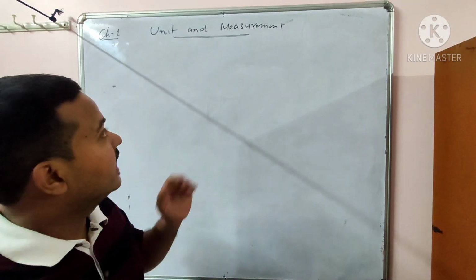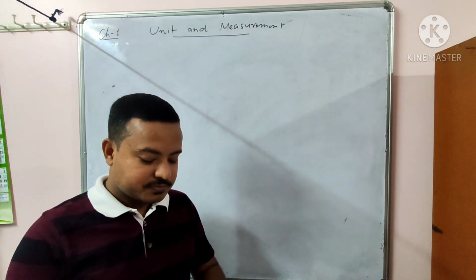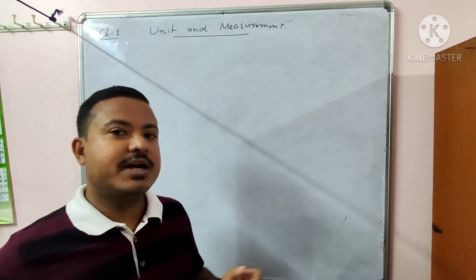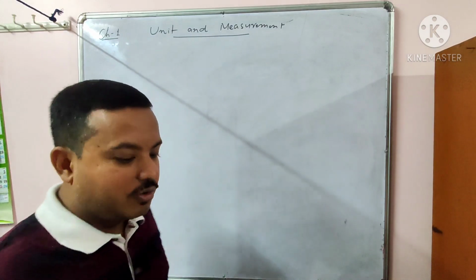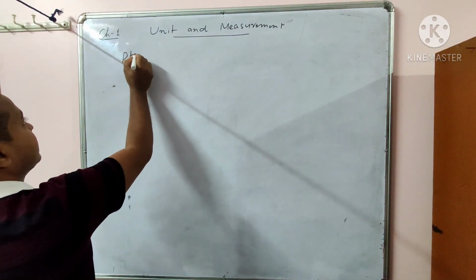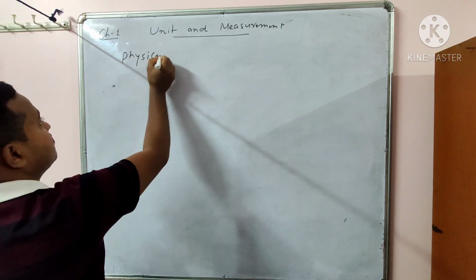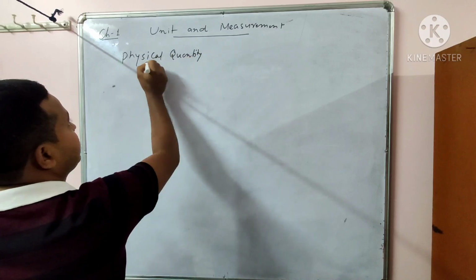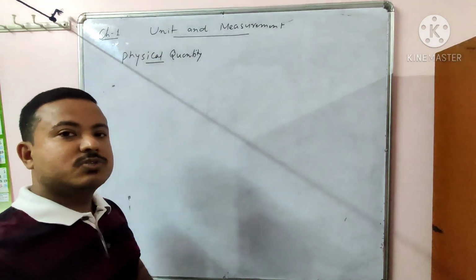Anyway, as this is the first part of the chapter, let me discuss some brief idea about the chapter. First let me discuss physical quantity. Now, physical quantity means what?